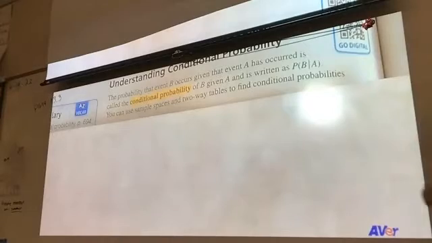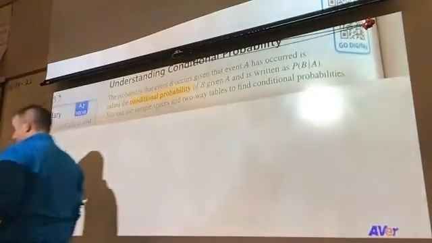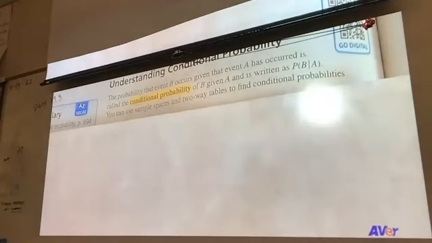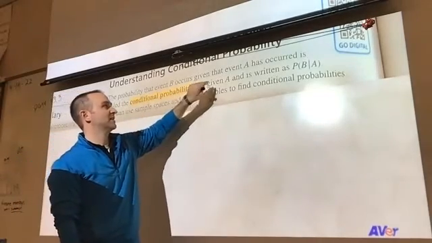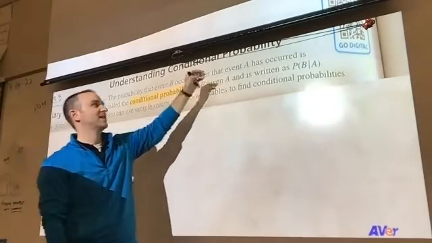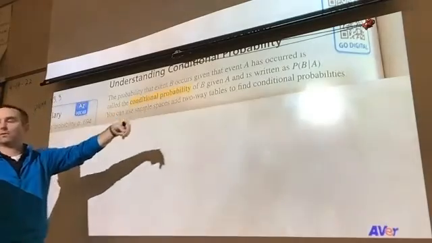Conditional probability. We talk about conditional relative frequency with our two-way tables, and this is similar to that, where you're looking under a condition. So if this is true, then what's the probability of this happening? That's what we're looking at today. This is the conditional probability of B given A, so given that the event A has already occurred.